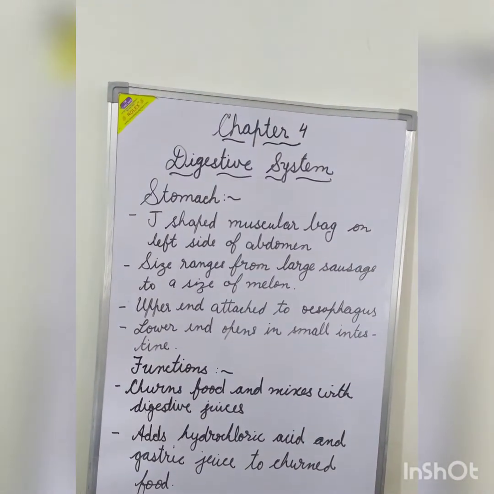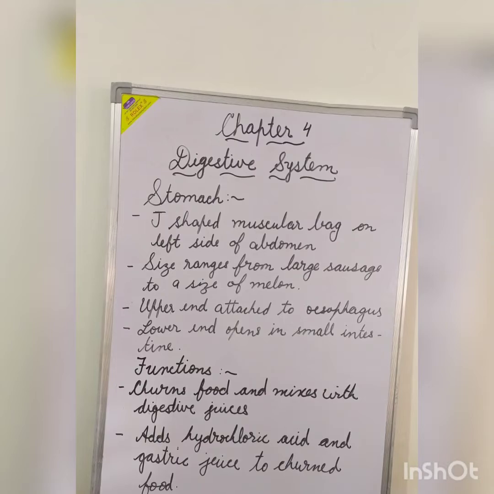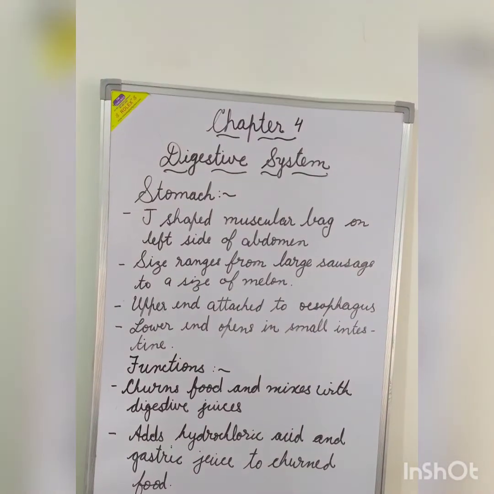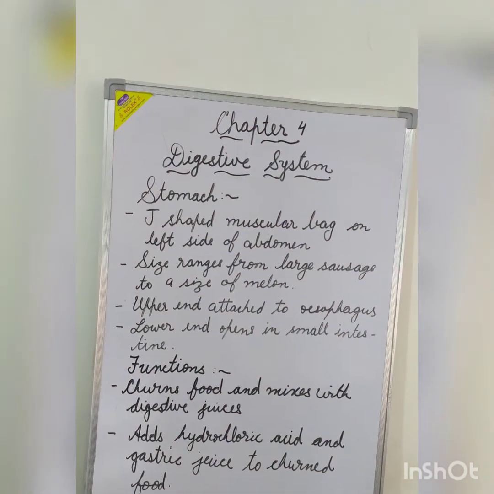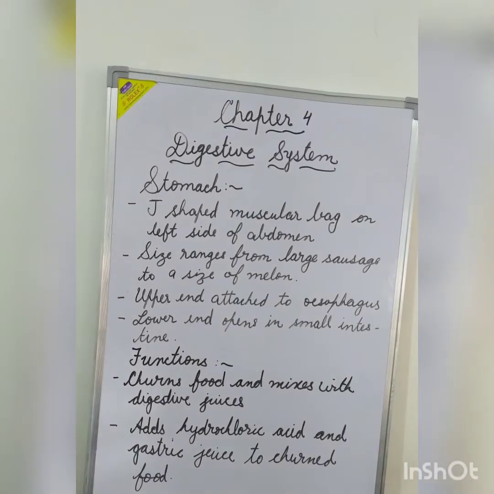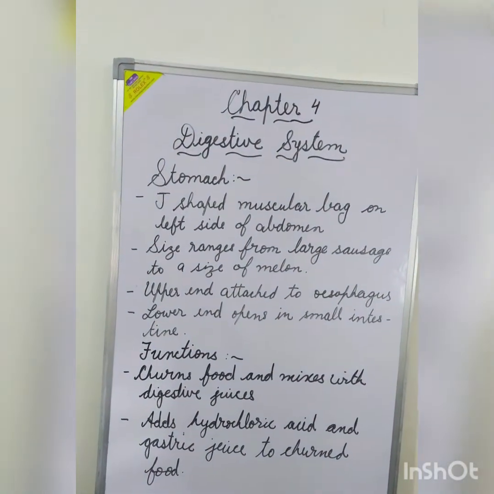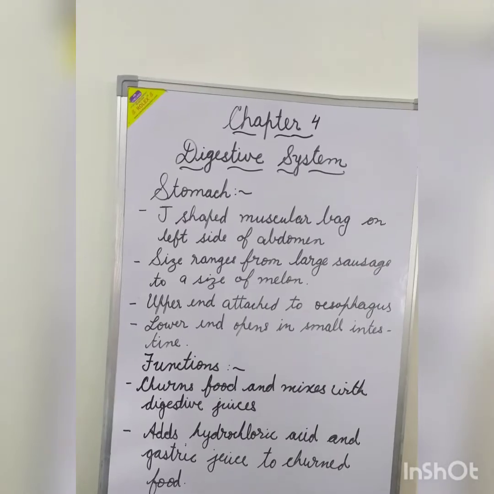The functions of the stomach are: it churns food and mixes it with the digestive juices. It adds hydrochloric acid and the gastric juice to the churned food.